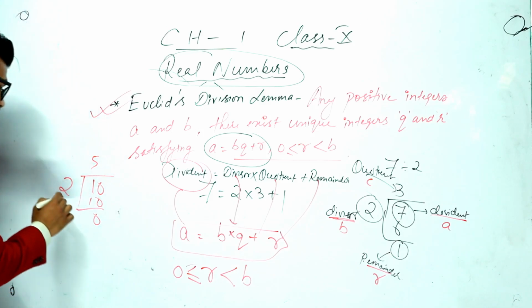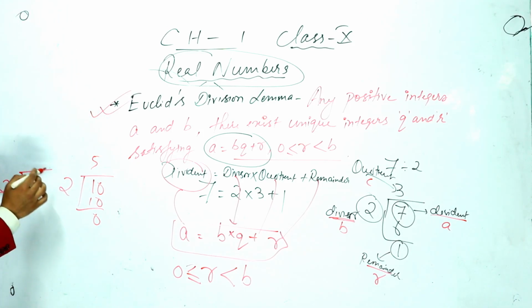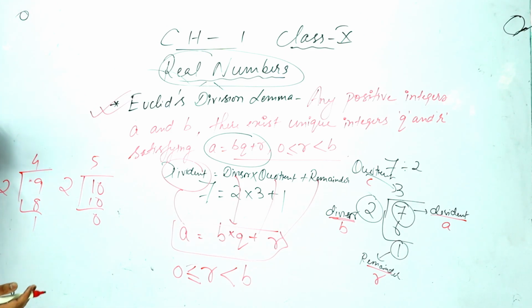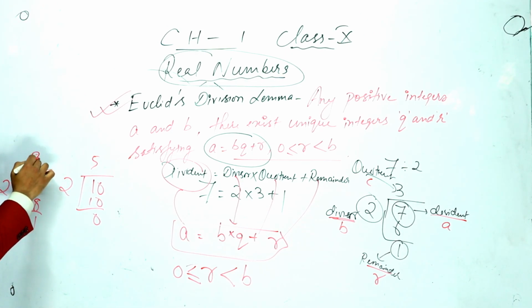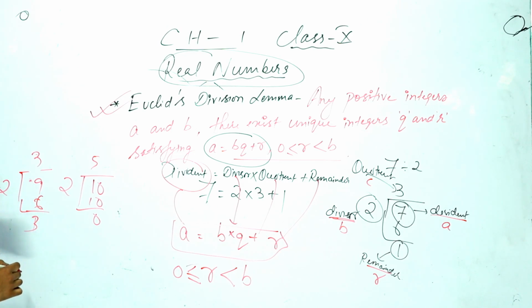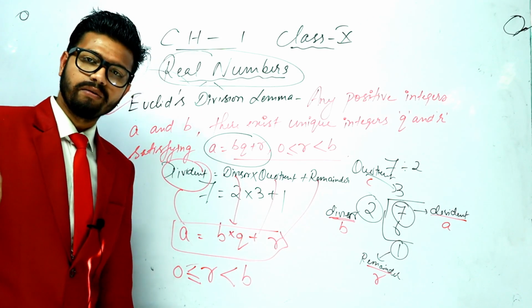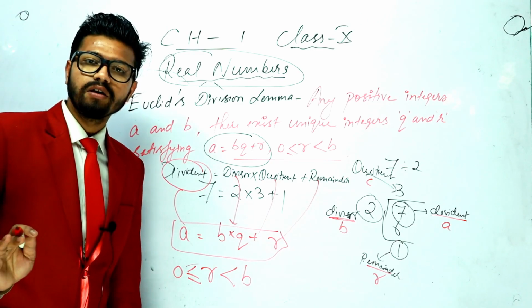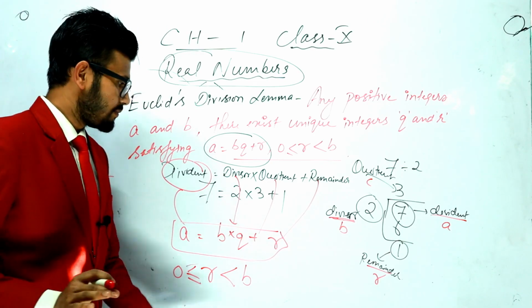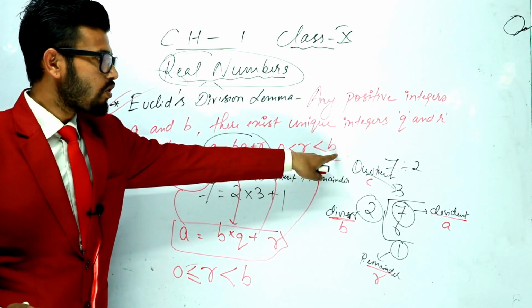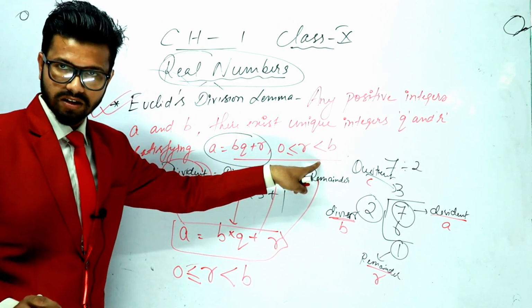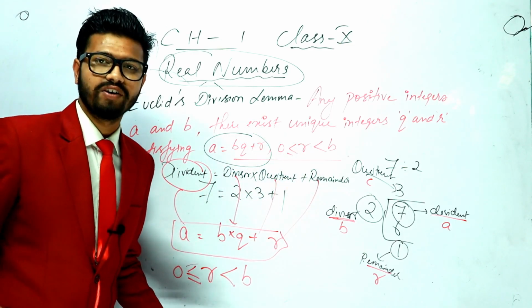Suppose I divide 9 by 2. 2 fours are 8, so the remainder is 1. If I do some wrong calculation, in what case can the remainder be more? Suppose I write 2 threes are 6, the remainder is 3. Here we can see the remainder is more than the divisor. That means the division itself is a mistake. So always keep in your mind that the remainder cannot be more than the divisor. That means the value of R cannot be more than B. It should be less than B, the divisor, and more than or equal to 0. This is the basic funda that I am going to clear here.